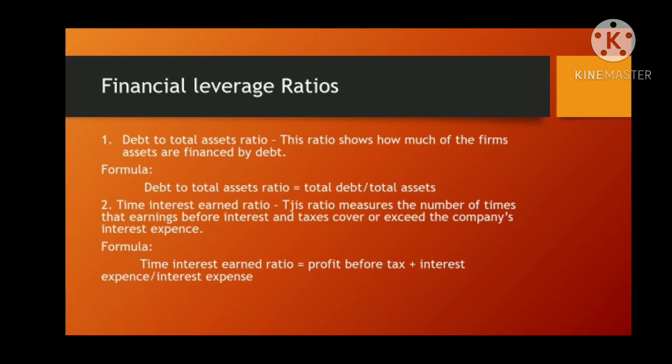Second is times interest earned ratio. This ratio measures the number of times that earnings before interest and taxes cover or exceed the company's interest expense. The formula for this is times interest earned ratio equals profit before tax plus interest expense over interest expense.